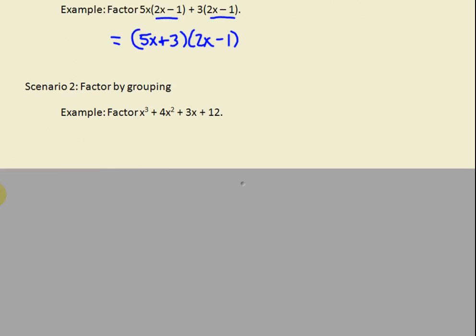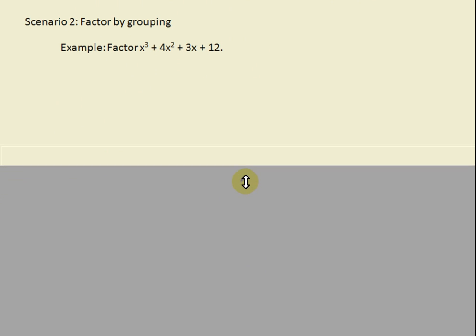Okay, scenario 2 is when we can group together terms that will factor out into hopefully a common binomial. So for example, what I would suggest you look at here are the coefficients and look at the ratio of the coefficients. Here for example we have a ratio of 1 to 4. And then with 3x plus 12 we have a ratio of 3 to 12, but that's equal to a ratio of 1 to 4, which matches. So let's see what happens when we pair these two terms up, then pair these two terms up, and factor out what we can.